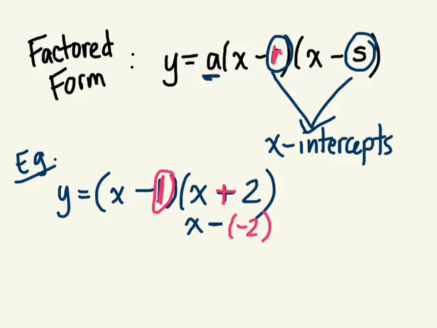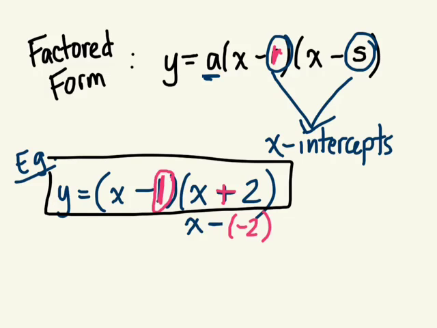So what do you notice about the signs? They're always the opposite. So if I give you this as an example and I say, what are the two x-intercepts? Well, we know it's going to intercept at 1 and -2. It's just the opposite integer.